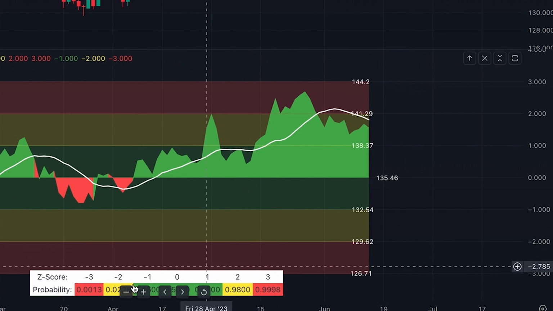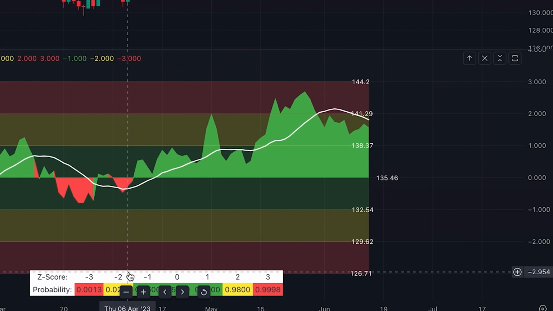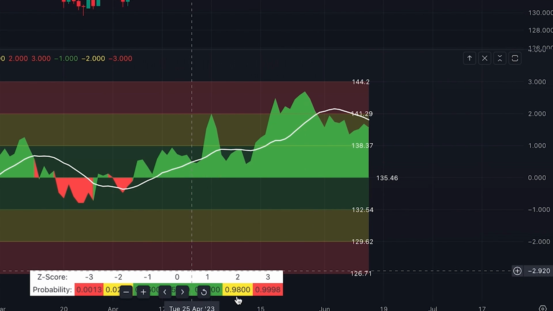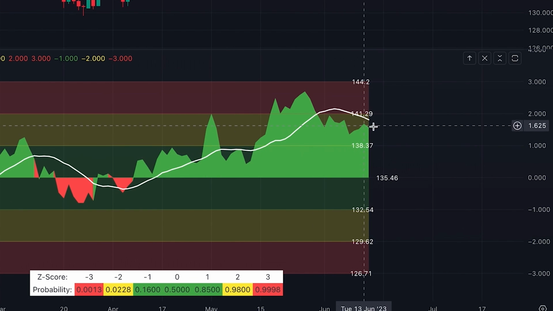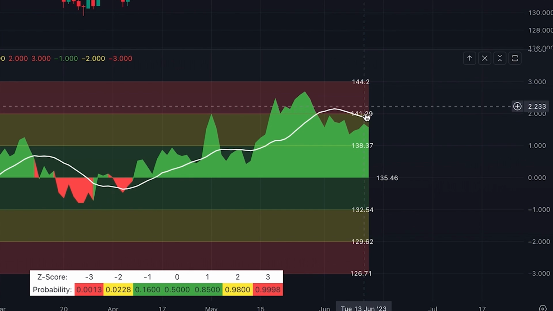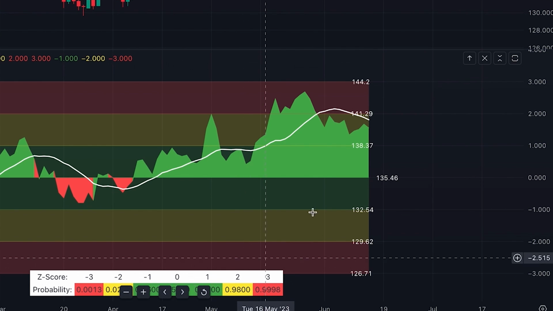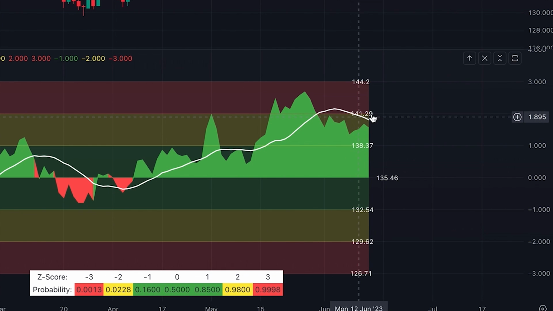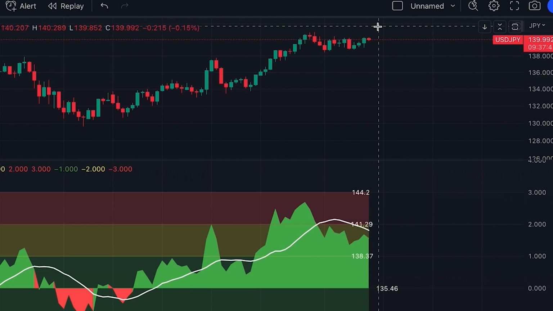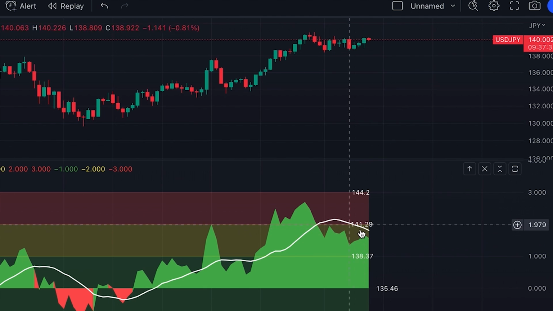Please pay attention that these Z-score probabilities show us the probability of values falling below the Z-score values. So if, for example, for Z-score 2 we have 98% probability, it means 98% of values will fall below Z-score 2. That's why we interpret these probabilities for retracements. For example, if the current Z-score value was above 2, we would say that the probability of retracement to Z-score 2 is 98%. The corresponding price for Z-score 2 is 141. So for example, if the price was 143 at the moment, we would say there is a 98% probability to have a retracement to the price level 141.